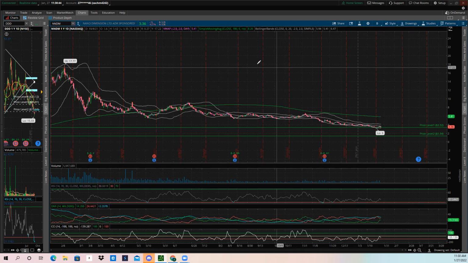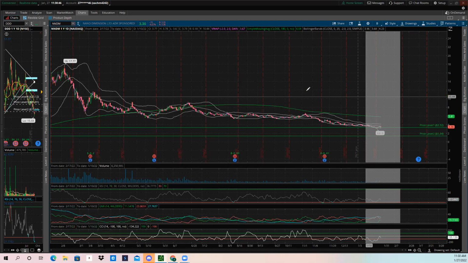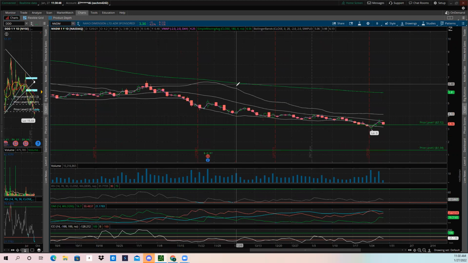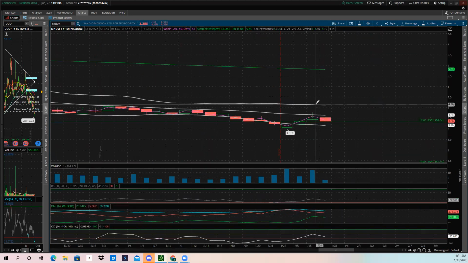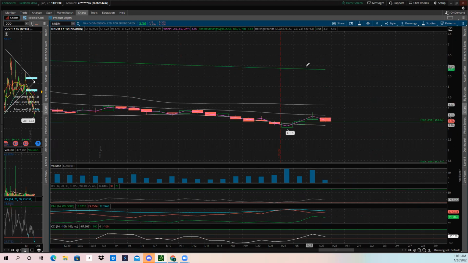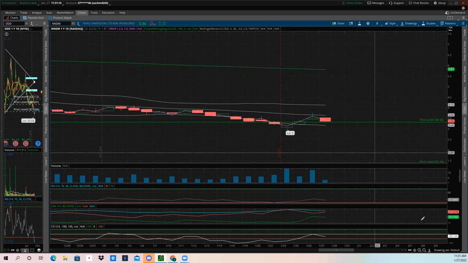So first things first, we're going to look at some of the studies that I have. Now I have a video in the top right hand corner of this that will show you how to set your screen up the way that mine is right now, with all of these different studies, and to get these lines on your chart as well. But essentially what we're looking at is the Bollinger Bands, these three, and the VWAP is this purple line, and then the green line is the 180-day simple moving average.